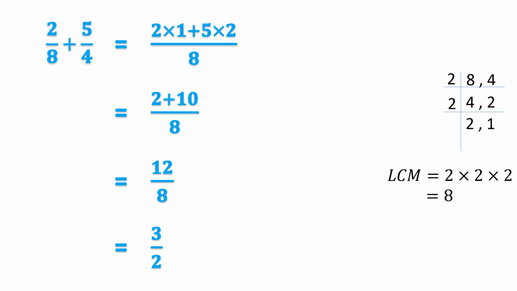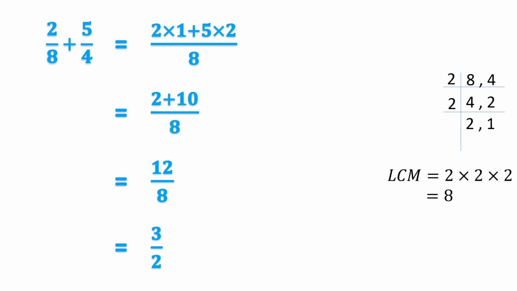In the previous question also, same step. So now you can multiply normally. 2 ones are 2, then 5 twos are 10. After that 2 plus 10, 12, and 8 will remain the same everywhere, right? And now 12 by 8, you can cut it. You can simplify it, right?